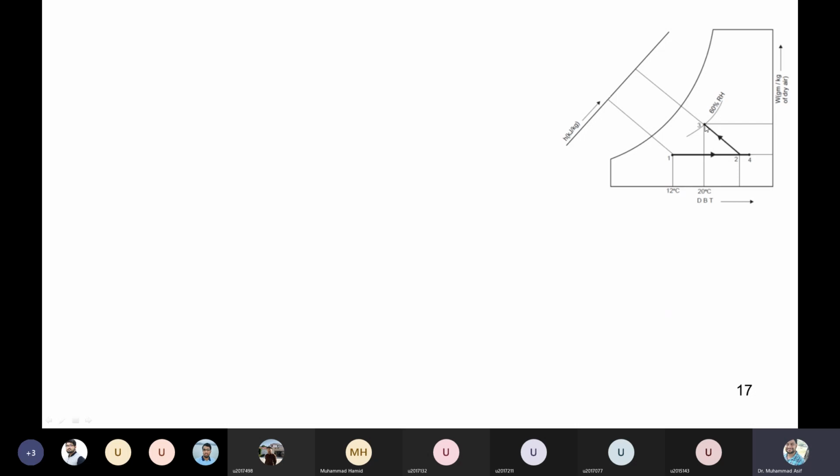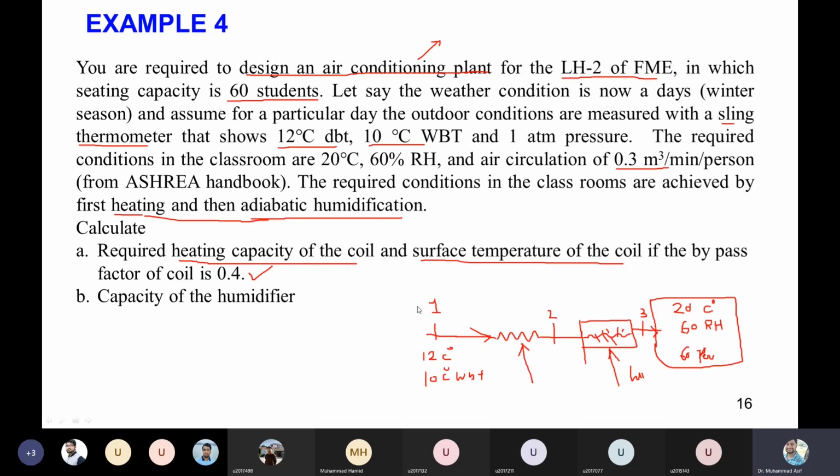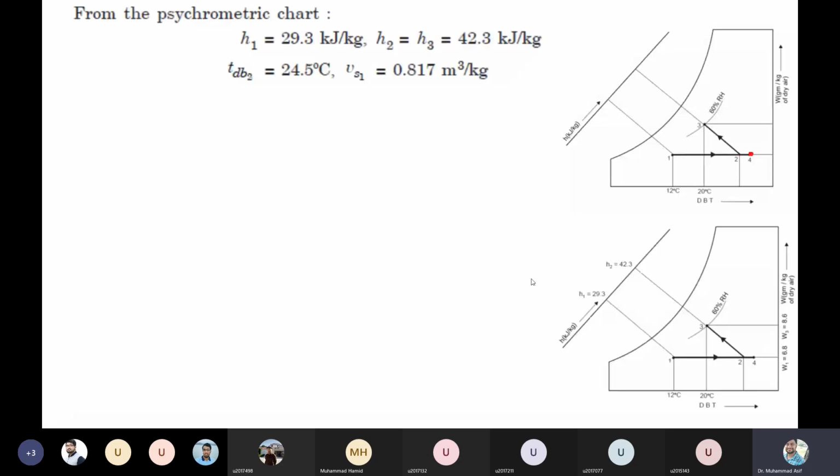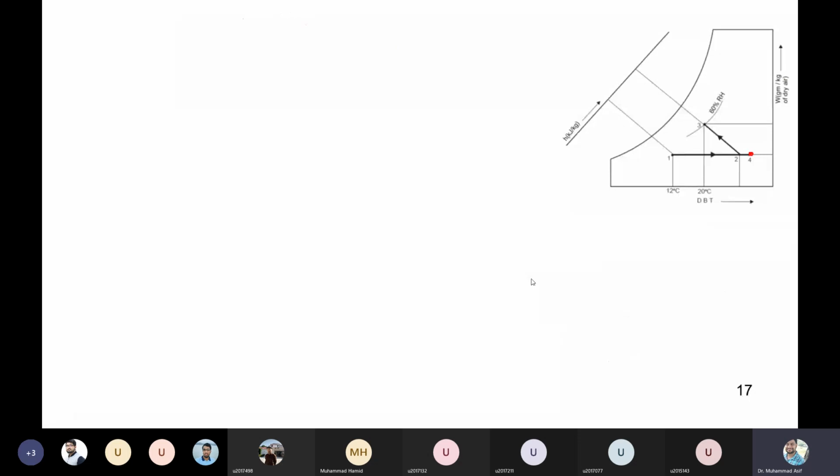We also know what condition we want to achieve in the room: 60% relative humidity and 20 degrees C. But we don't know the condition at 2. Also, we don't know the surface temperature of that coil, which we also call the apparatus dew point. The surface temperature of the coil will obviously be larger than the temperature at 2.